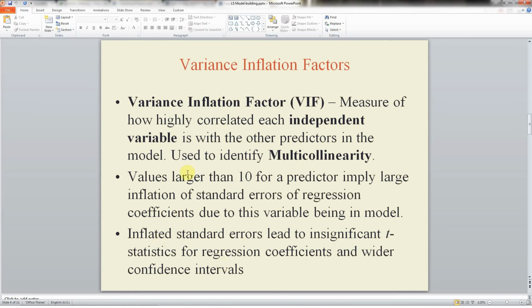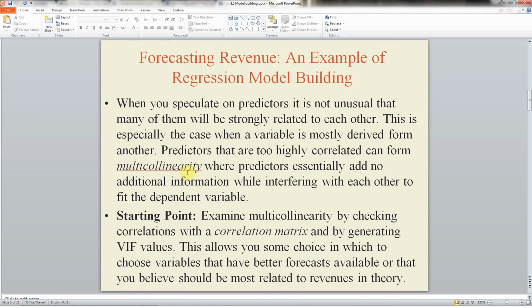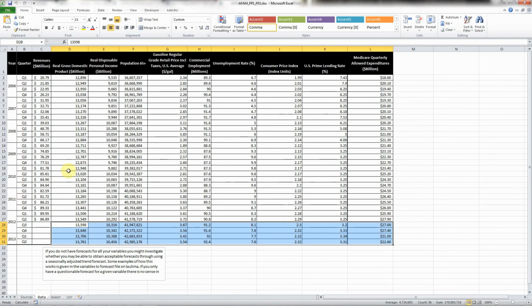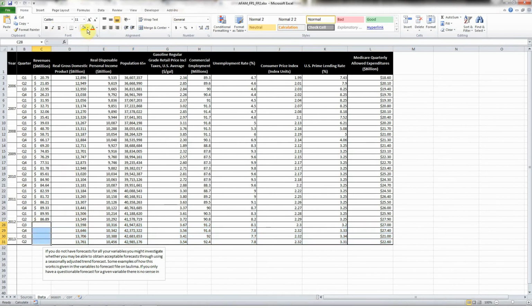So let's do that. Let's just start with that. Let's go back to this. And so we're here over at our data for Almost Family Home, and this is what we want to predict. I'm just going to color code those.